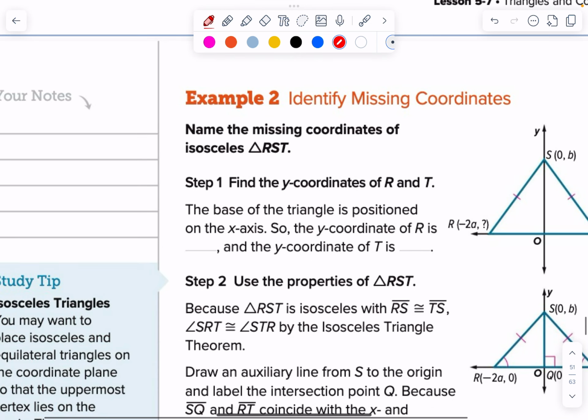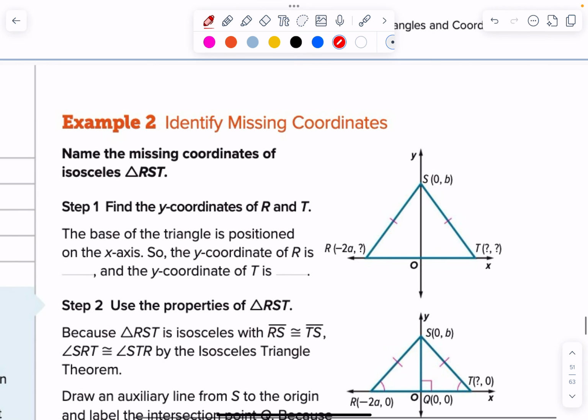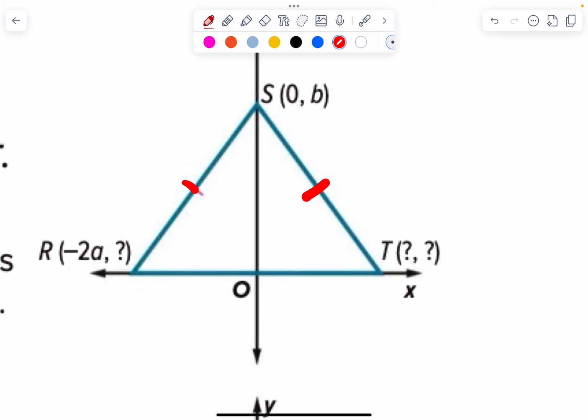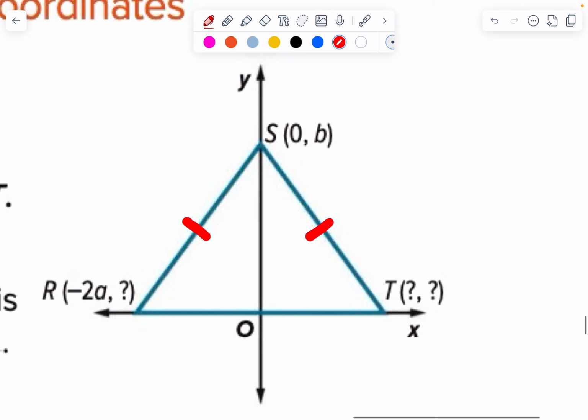Example 2. Name the missing coordinates of the isosceles triangle. Okay, isosceles means 2 equal sides again, right? And they have it labeled right here for me. They have that these 2 little tick marks are the same, okay? All right, they have some of these already labeled. They say that this is 0, B, meaning that it's 0 left and right, but it's B units tall. So the distance from here to here is B, right? That's what the Y coordinate tells us.